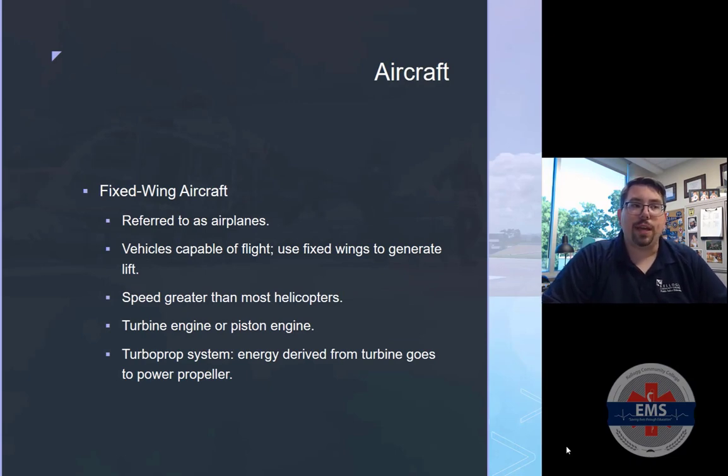Now, when we think about a fixed-wing aircraft specifically, we call them airplanes. That's what they're referred to as. And these are vehicles that are capable of flight but use fixed wings to generate lift. Speed, much more significant than that of a helicopter. Typically, they're going to be run off a turbine engine or piston engines, and that's similar to what you would see in a rotary helicopter, but the design is slightly different. And you may also see turboprop systems, which is energy that's diverted from the turbine to power the propeller if it has a propeller on the plane as well.